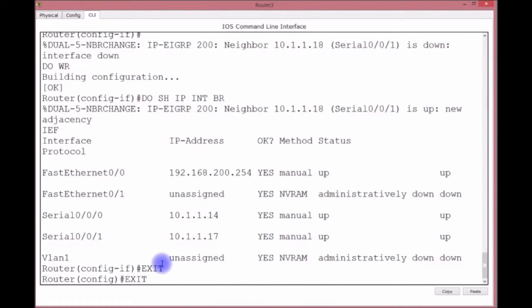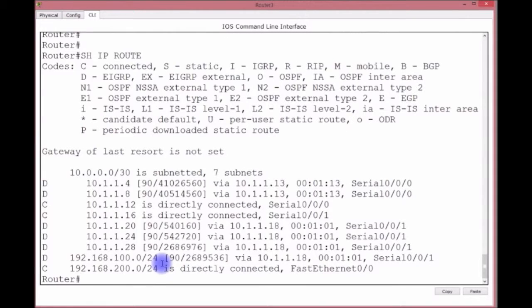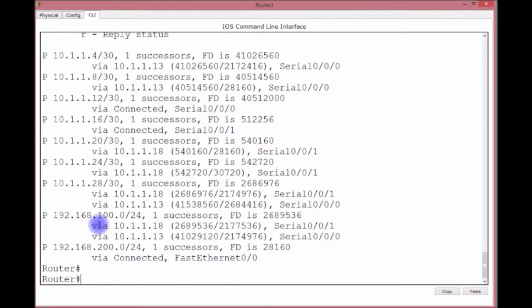All right, let's exit. Let's stay over here. Show IP route. And you can see to go to the 100 network is going to the 18. So the 18 is going down. And then we do the show IP EIGRP topology. All right, and we're going for the 100 network. You see that, yes, indeed, there's 2 feasible successors. You can see the math is pretty much the same. Okay.